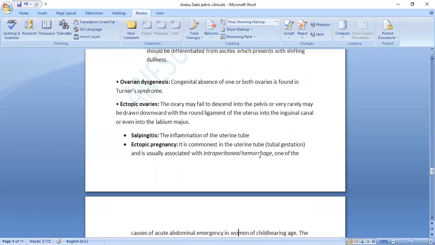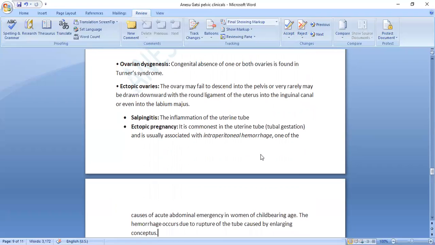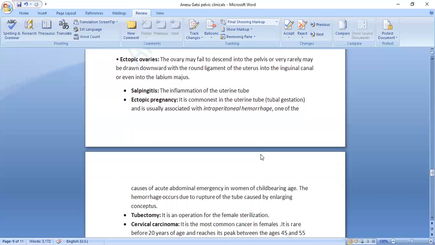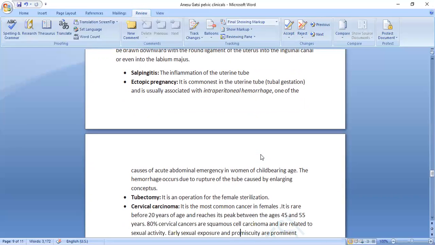So ectopic pregnancies may occur in the uterine tube, and due to the fact that there may be no decidual reaction, you may have this conceptus being aborted, and then you have intraperitoneal hemorrhage, which would be a cause of acute abdominal emergency in women of childbearing age. Then tubectomy will just be the same as vasectomy, but now we are tying the female uterine tubes.